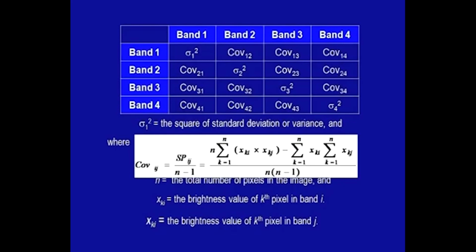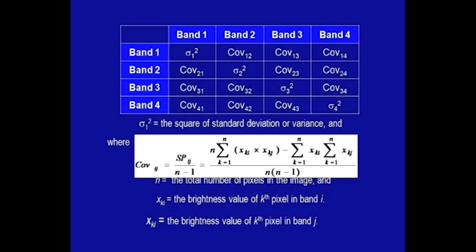The diagonal elements are represented by the square of the standard deviation, which is also known as the variance, whereas the off diagonal terms are represented as the interrelationship between variable 1 and 2, or between 1 and 3, or 1 and 4. Similarly, we find that the variation for the second band with respect to the others can be represented as covariance 2 1, or 2 3, or 2 4.